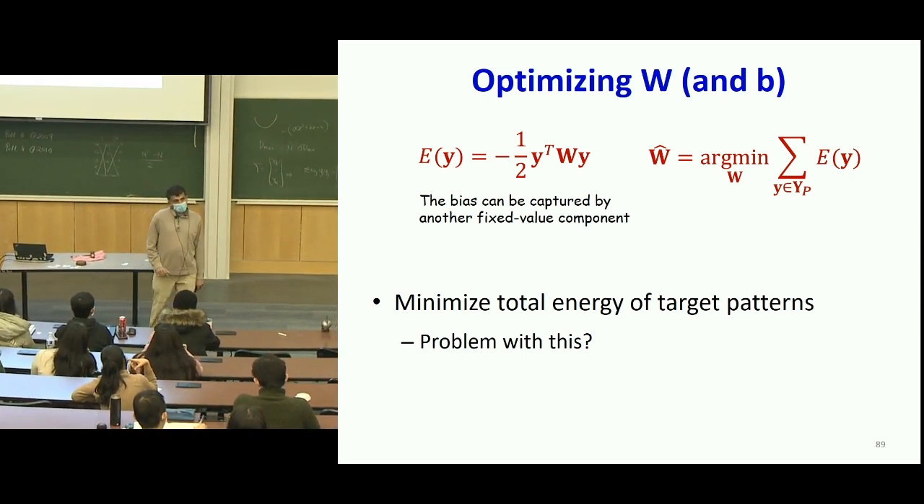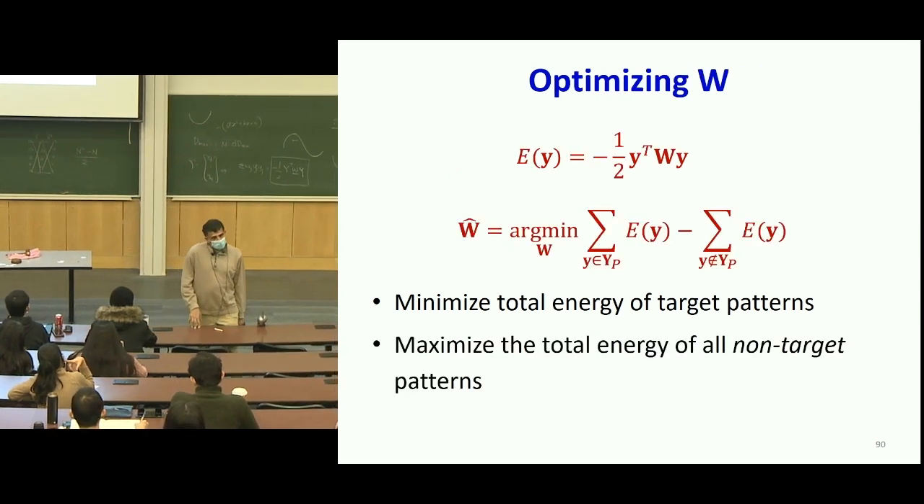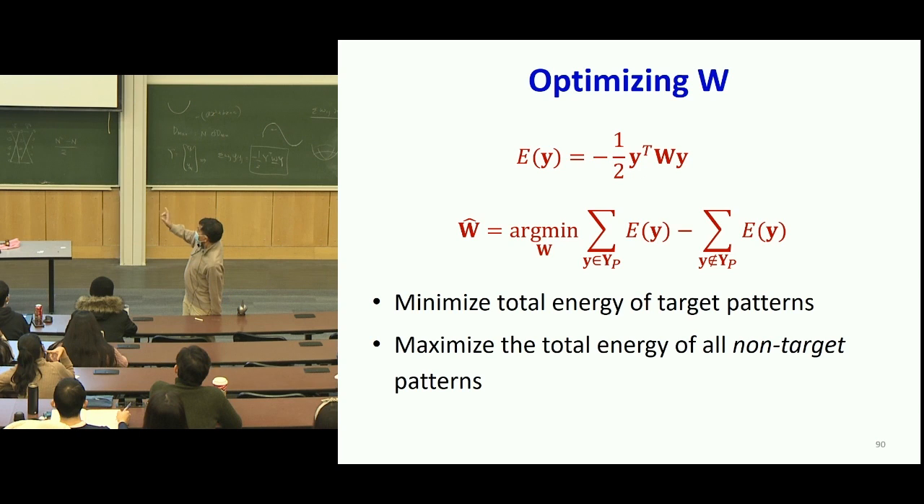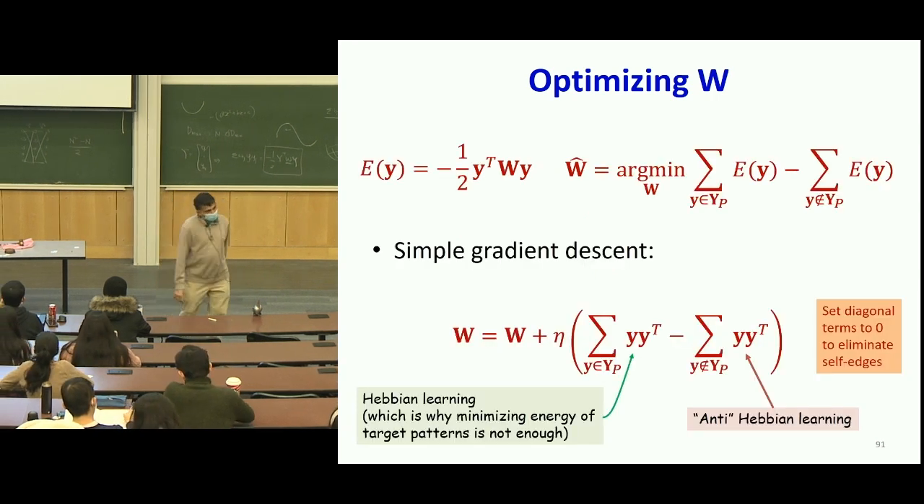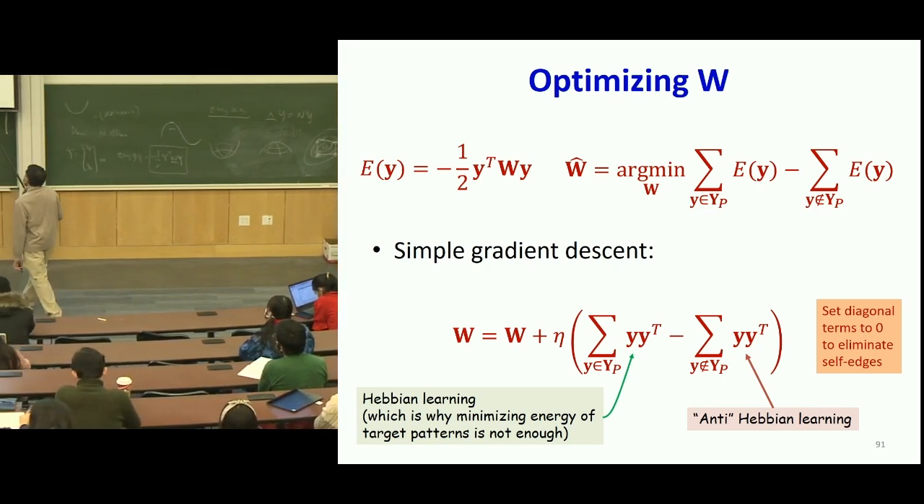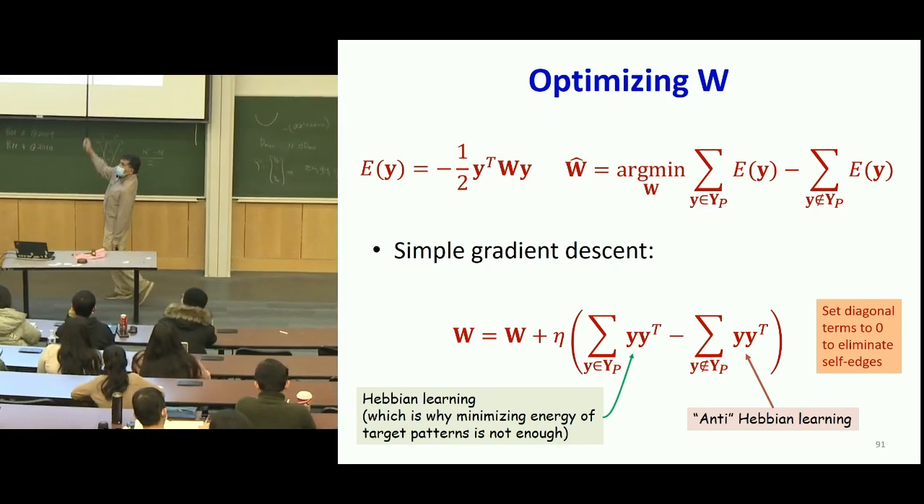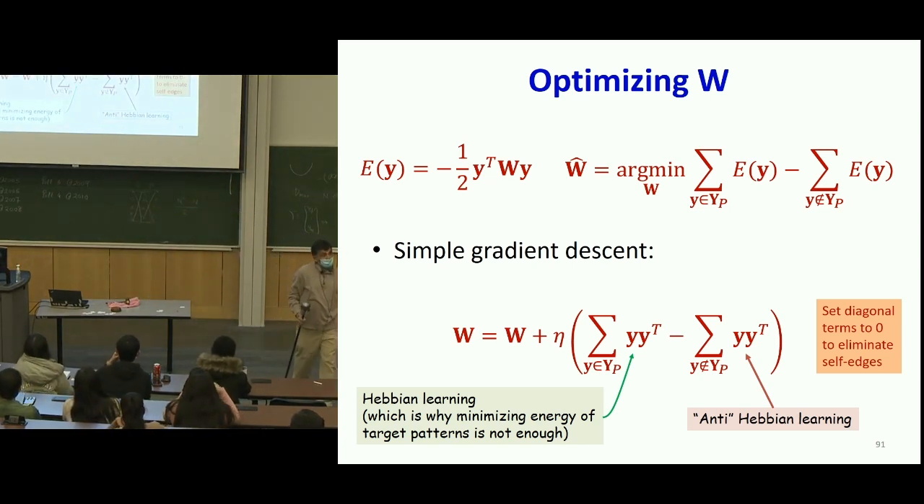So what more do we want? We want to minimize the energy at the target patterns. You want to maximize the energy of all the non-target patterns, right? And so the way you would do it is you're going to redefine your objective function, which is to say you want to take the total energy of all the target patterns, subtract from it the total energy of all patterns which are not target patterns.